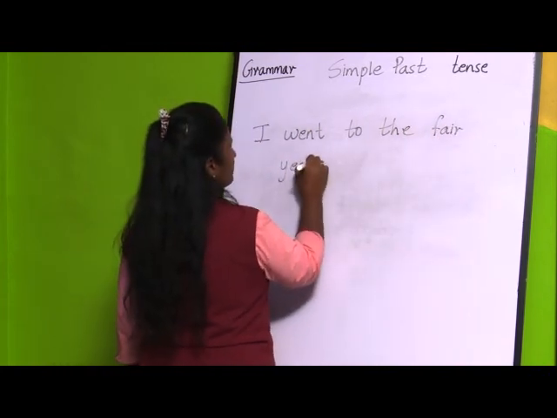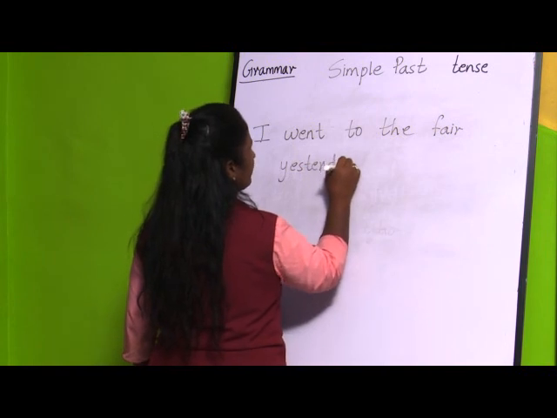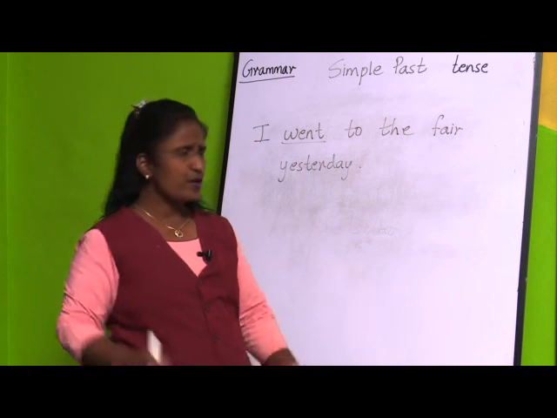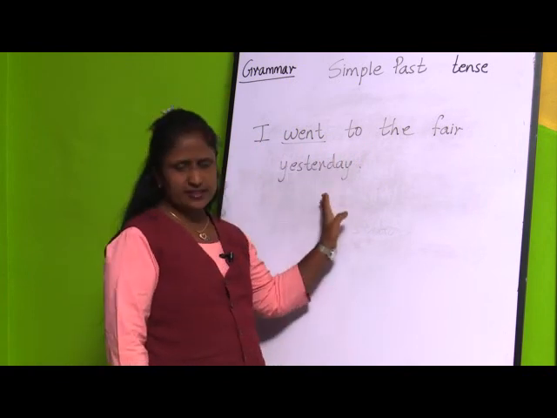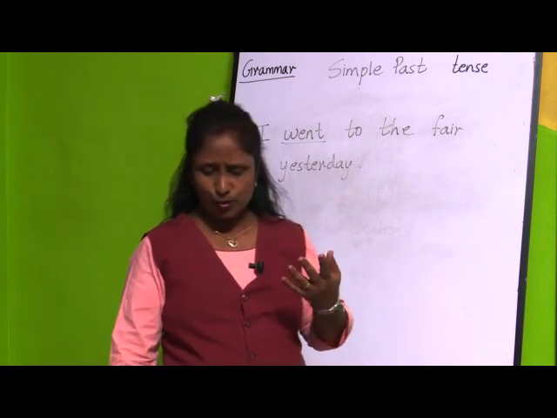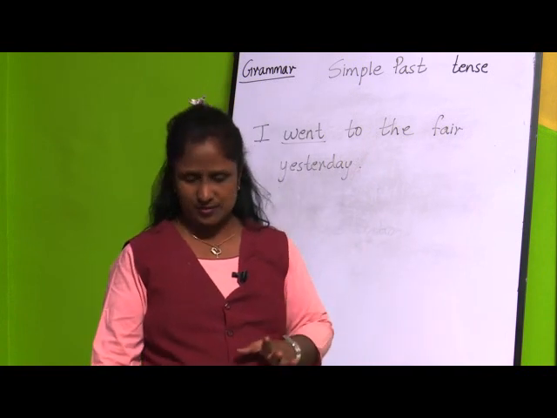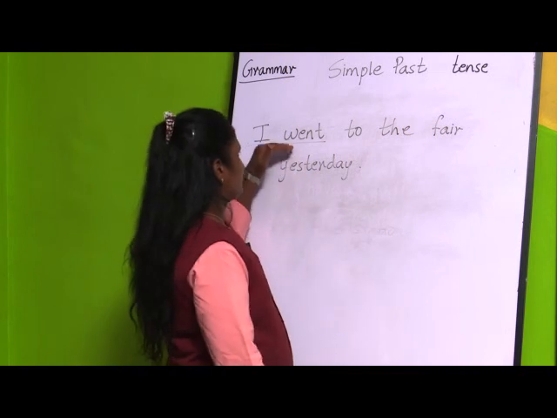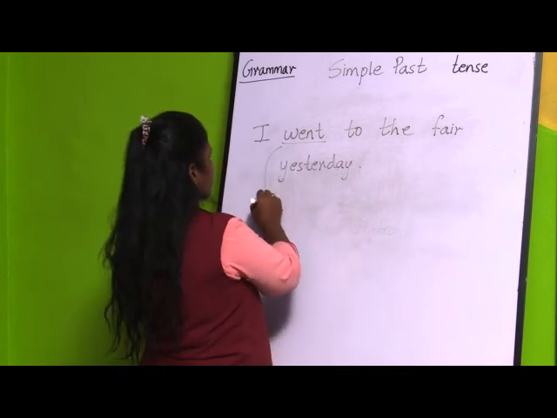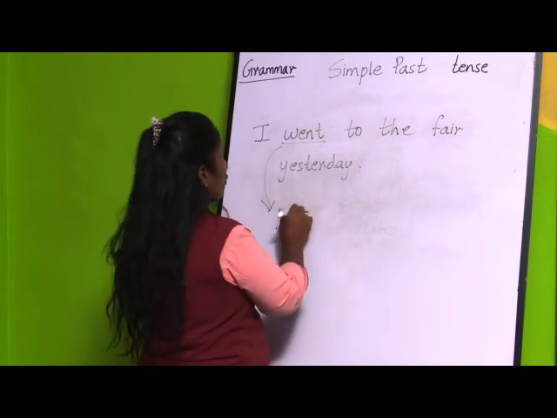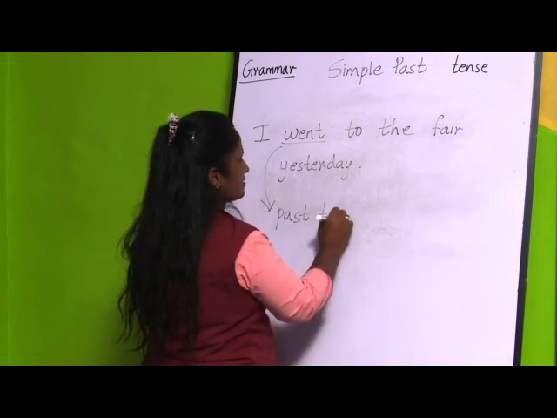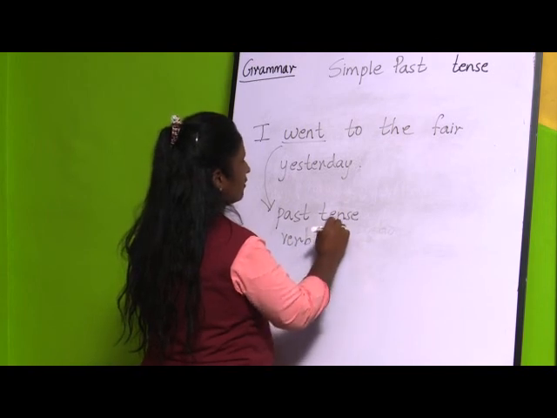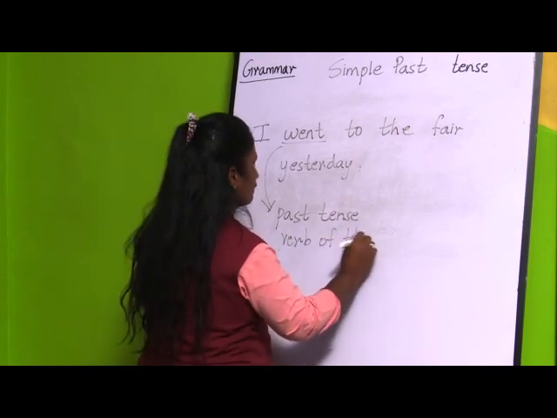Now, this verb, that is went, this action has taken place in the past. So I have taken this example, I went to the fair yesterday. Now, how are we going to form the simple past tense? Only one rule is there, that is, see, past tense of the verb. This word is the past tense of the verb go.